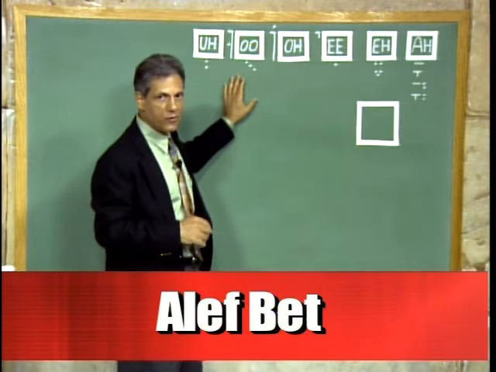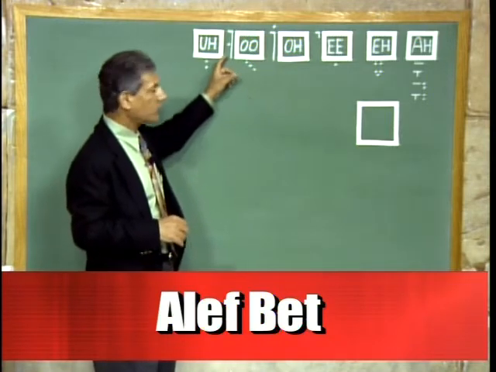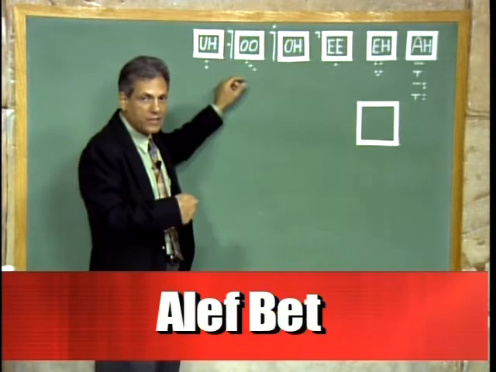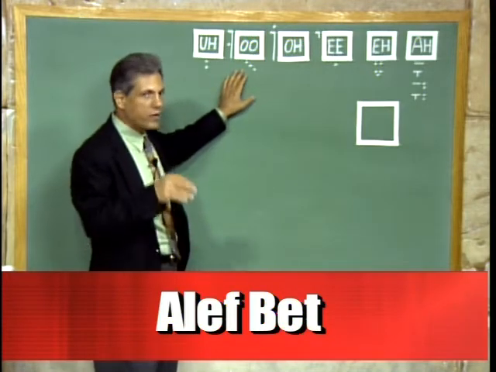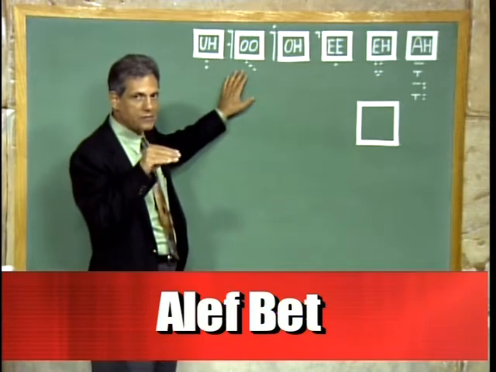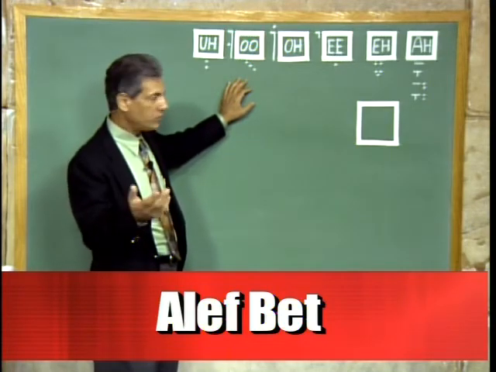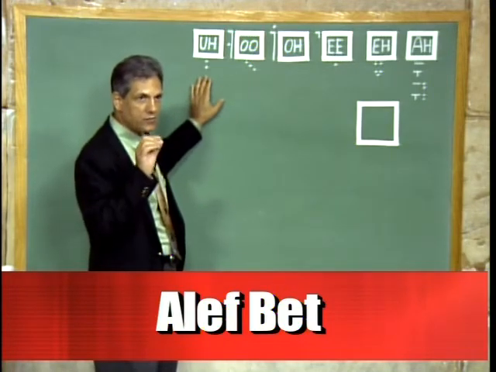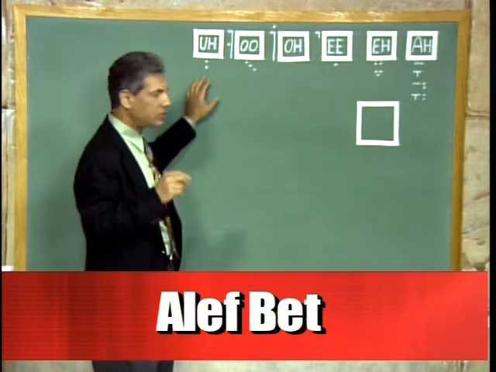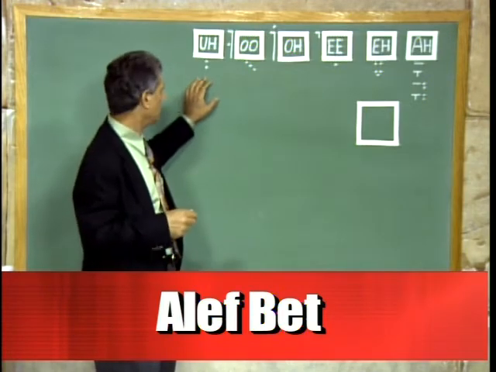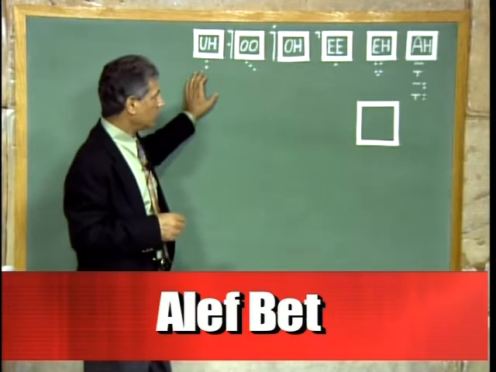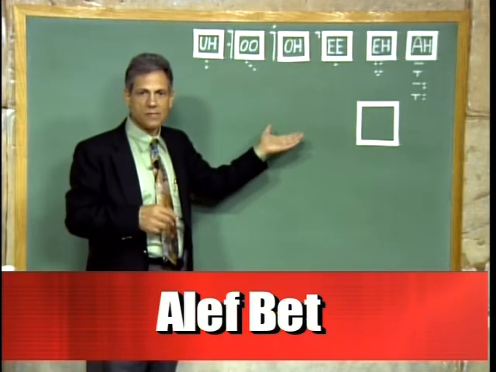The U sound is created by either a Vav with a dot in the middle or 3 diagonal dots. Either one of those will create the sound of U. And the short vowel is 2 dots under the letters. So this is it, the sound system.